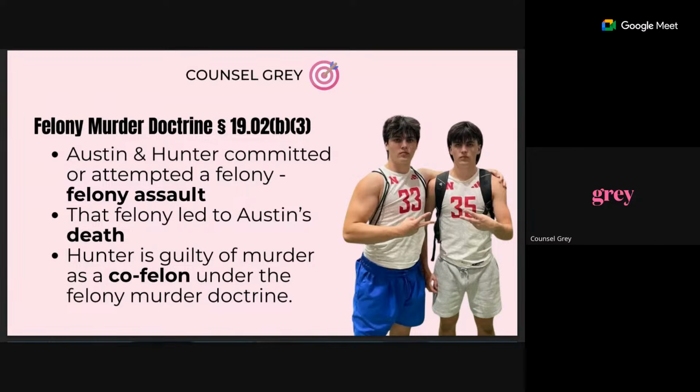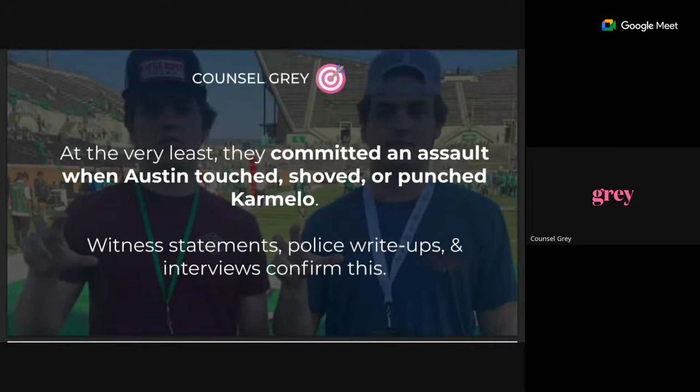In order to establish the felony murder doctrine, we'd have to establish that Austin and Hunter committed or attempted, that's important, or attempted a felony. In this case, the felony that I'm going to make out is felony assault. And during the commission of that felony, Austin was killed. Therefore, I'm about to argue, Hunter is guilty of murder as a co-felon under the felony murder doctrine. All right, bear with me. So in order to make this out, the first thing we have to establish is that there was an assault.